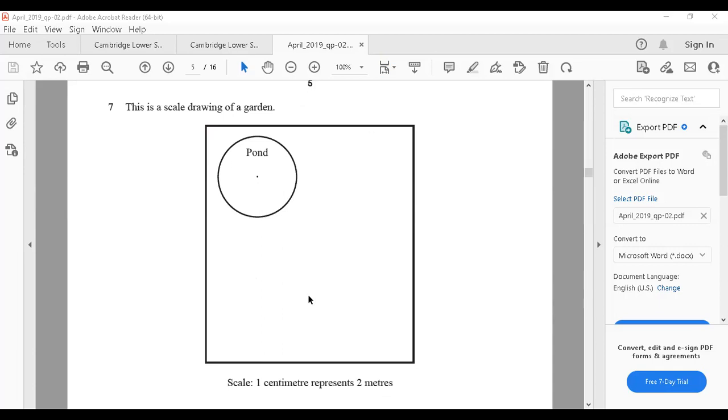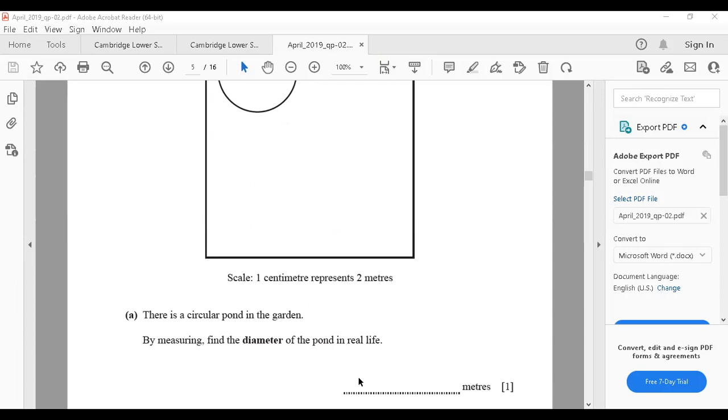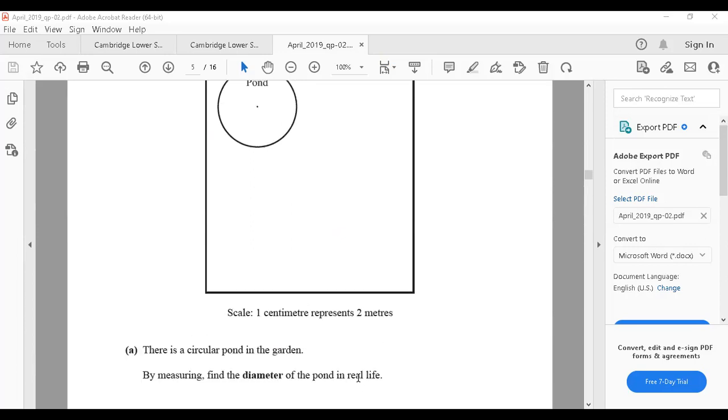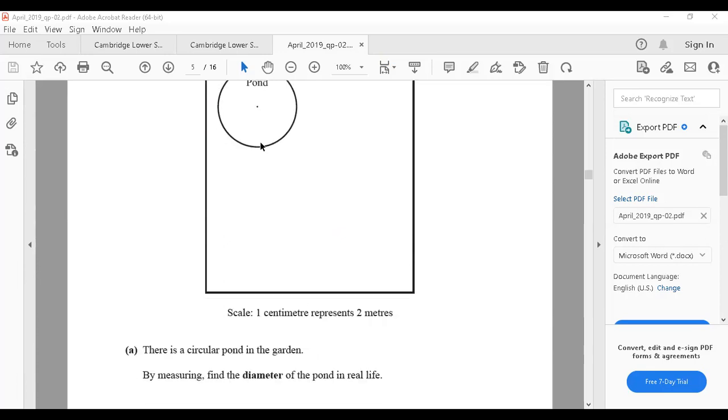Okay. Now, this is a scale drawing of a garden. The scale is 1 centimeter representing 2 meters. There's a circular pond in the garden. By measuring, find the diameter of the pond in real life. So first I have to measure what? Measure the diameter. How can I measure the diameter? By using your ruler and measuring this line. Exactly. This is the diameter.